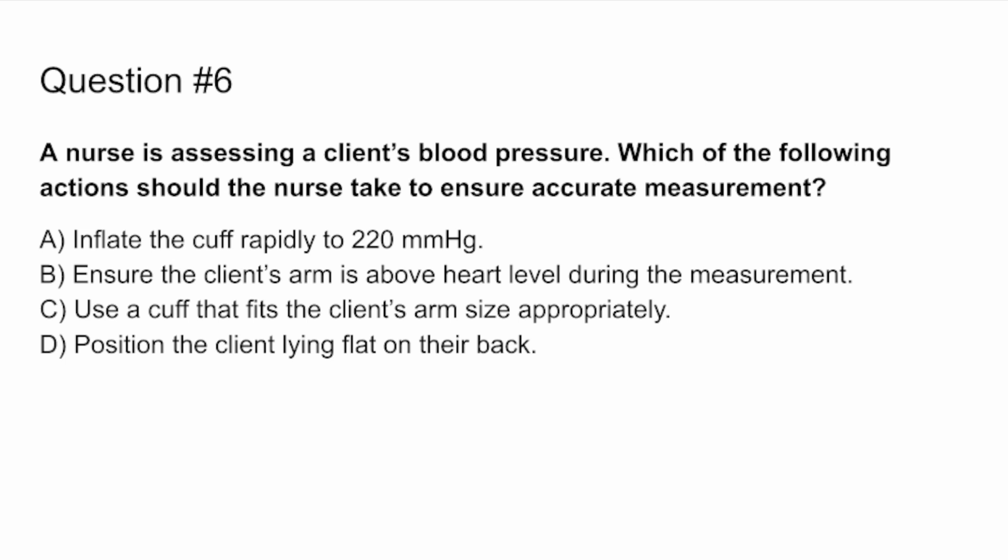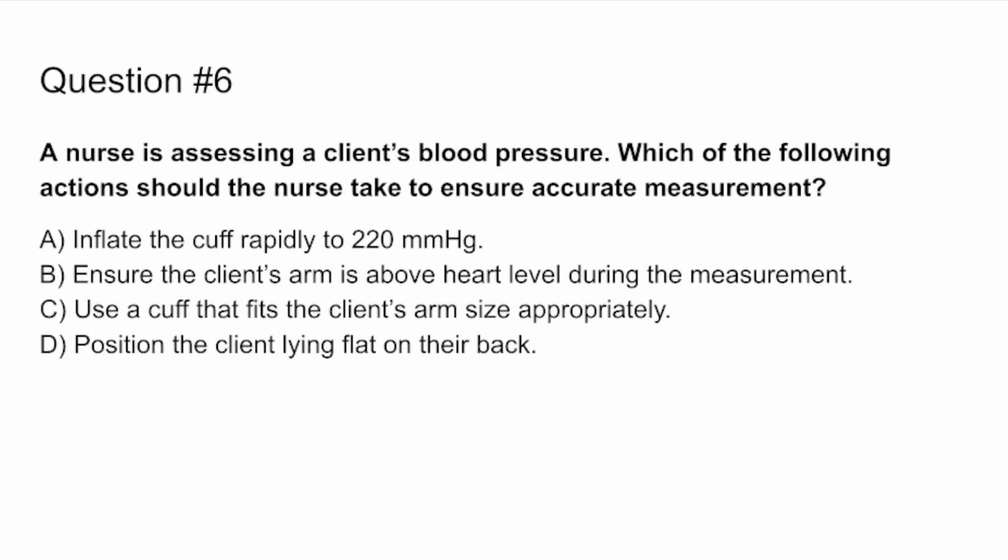Question 6. A nurse is assessing a client's blood pressure. Which of the following actions should the nurse take to ensure accurate measurement? A, inflate the cuff rapidly to 220. B, ensure the client's arm is above heart level during the measurement. C, use a cuff that fits the client's arm size appropriately. Or D, position the client lying flat on their back.